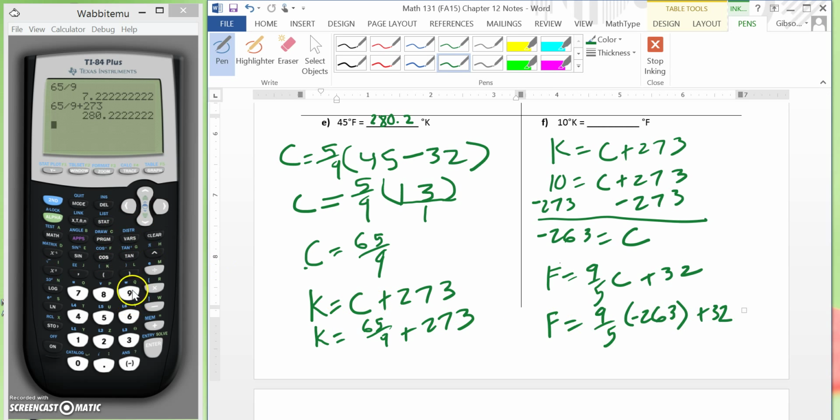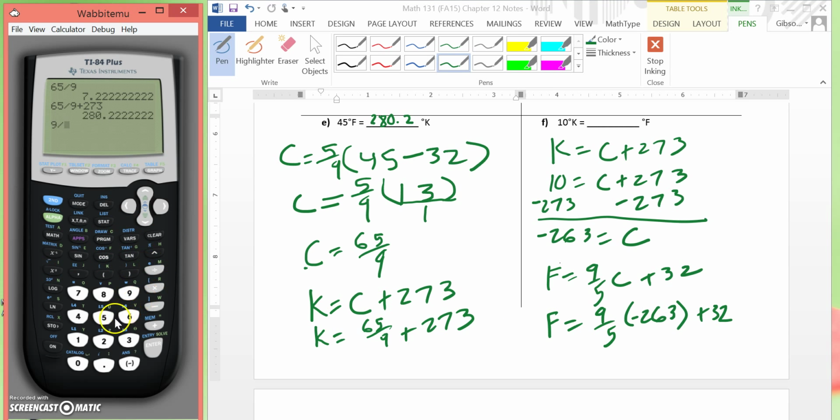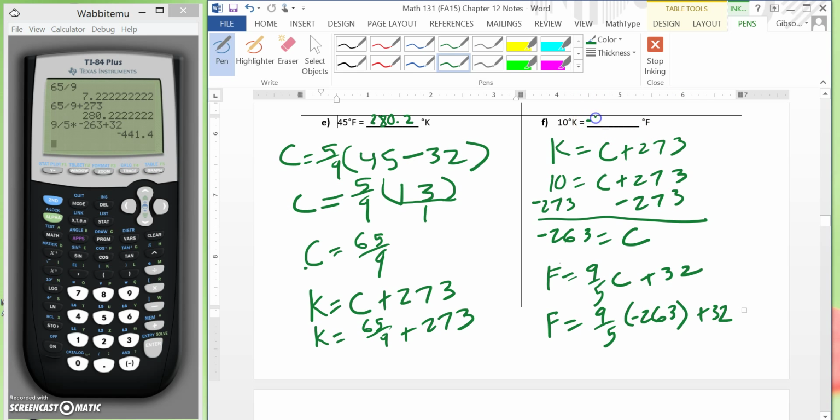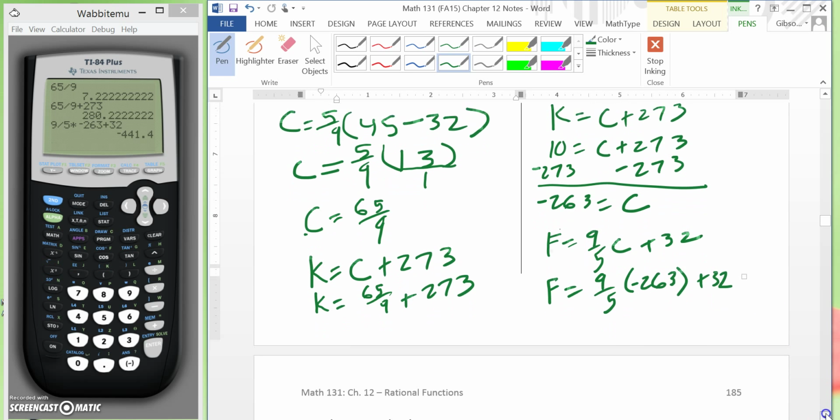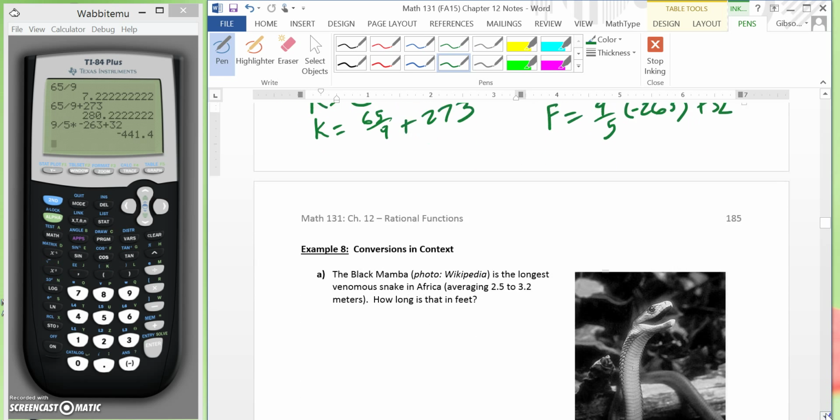And we could put this in our calculator. We would take 9/5 times a negative 263. And then we would add 32. That will give us a negative 441.4. So we have negative 441.4 Fahrenheit. And that is our final answer. Now, we scroll on to the next page.